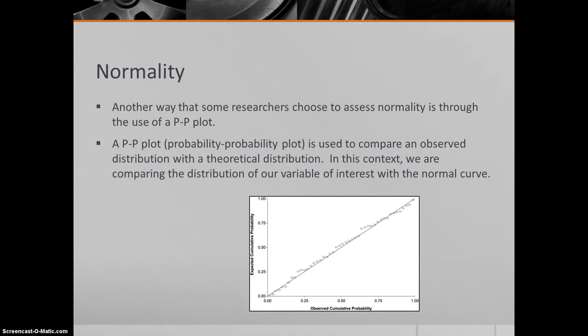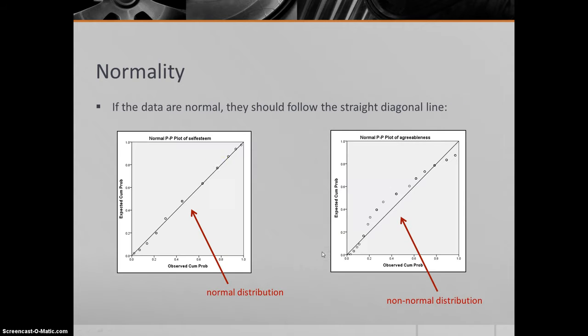Another way to assess for normality is through the use of a PP plot. PP stands for probability. What's going on here is it compares an observed distribution with a theoretical distribution. So in this case, we're comparing the variable that we collected with the theoretical normal curve. What you're looking for is for the dots to be on the diagonal, and the closer they are to the diagonal, the more normal the distribution is. The more they deviate from the diagonal, the less normal. Maybe there's a skew or some issue with the kurtosis.